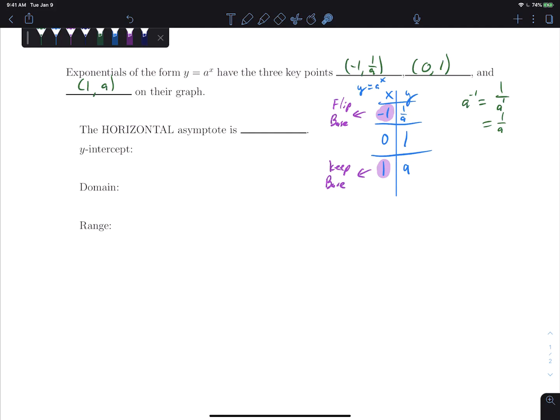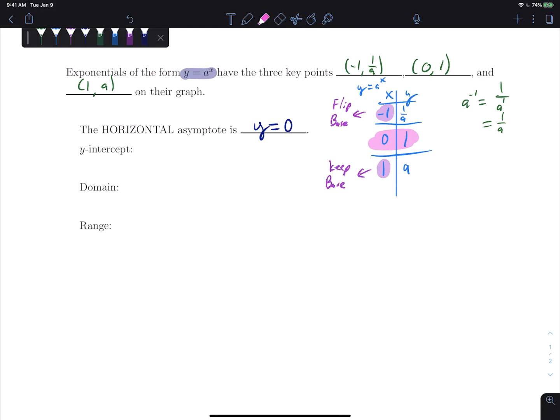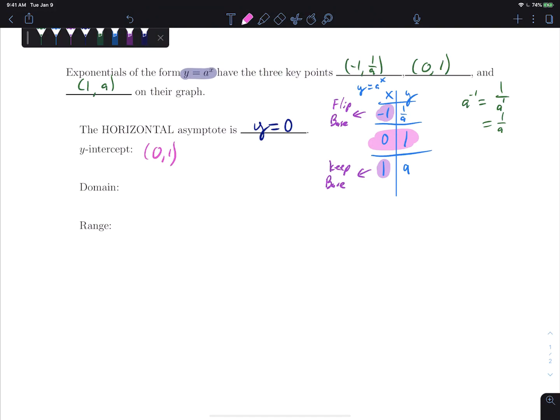Fantastic. Now I want to look at the horizontal asymptote. So the horizontal asymptote, for this particular function, y equals a to the x power, is going to be y equals 0. It's going to be the x-axis. The y-intercept is simply this (0, 1) right there. You know, that's a little hard to read. Let's use this one. That's a little better. So (0, 1) is simply the y-intercept.